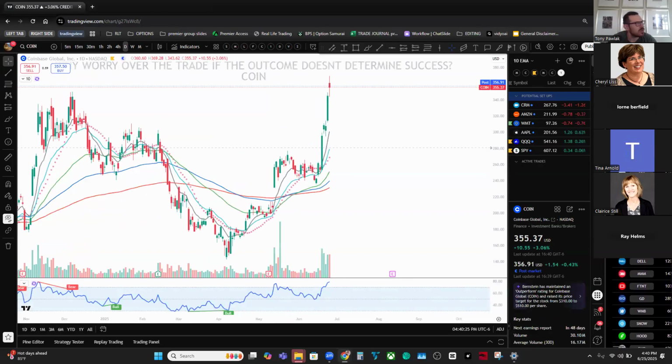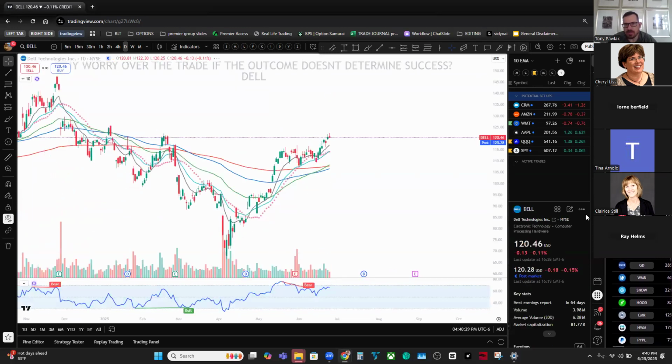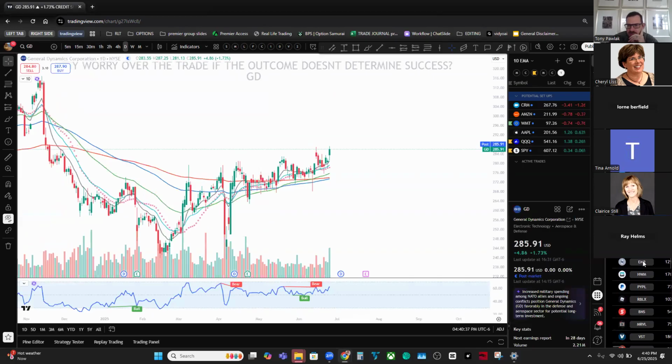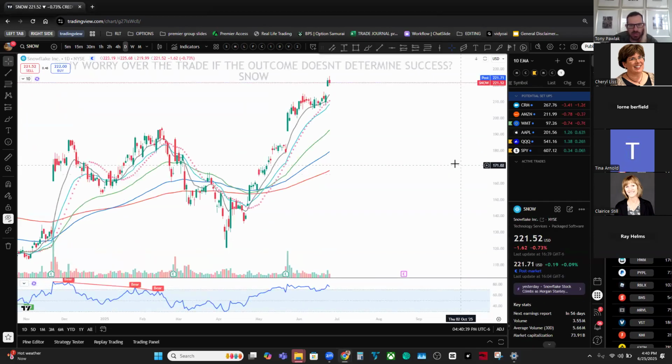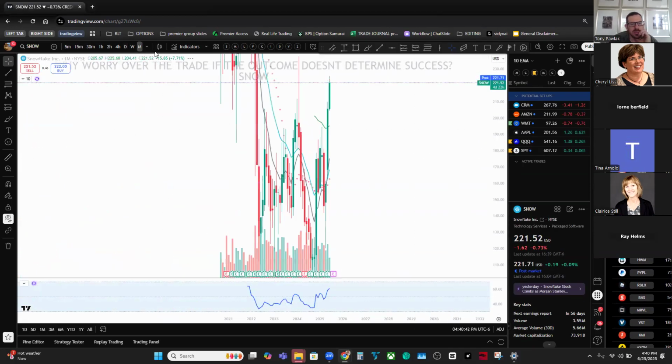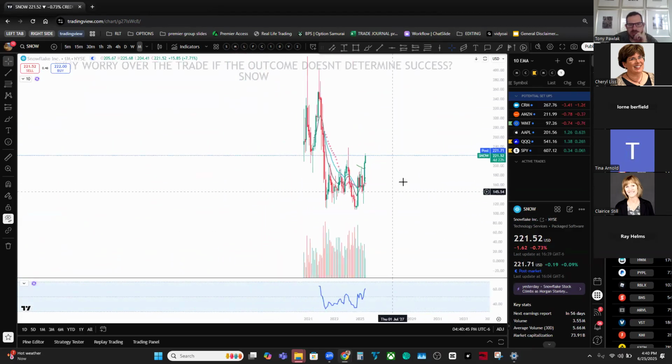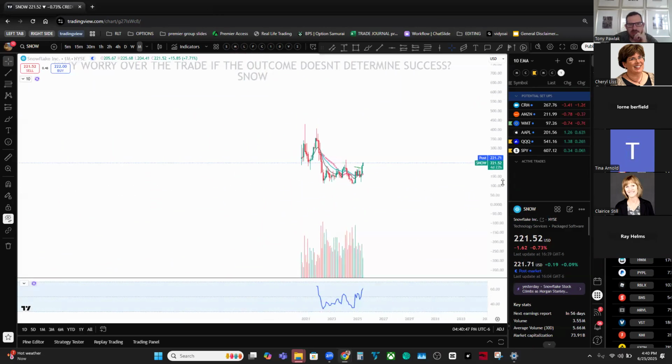Coin, what a great move on Coin. Dell, not a great EMA setup. Again, most things have just been running, so it's going to be hard to find one where there's actually a play. Snowflake is interesting.